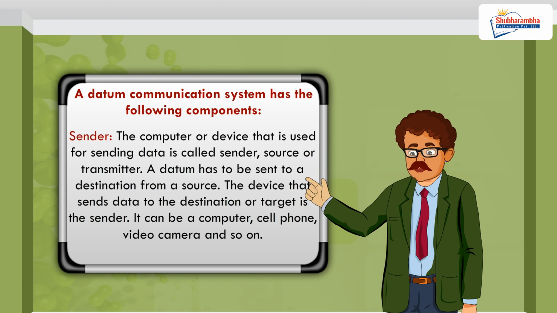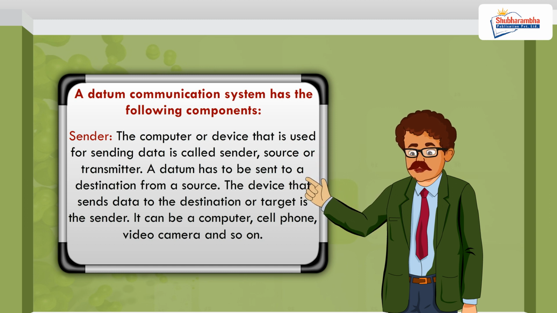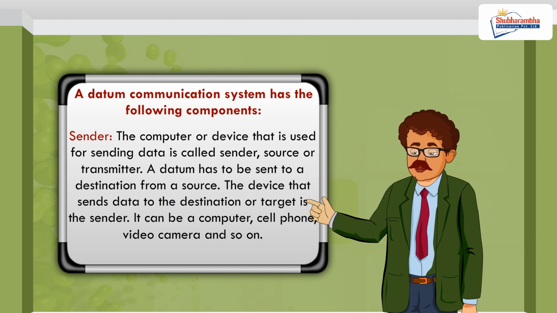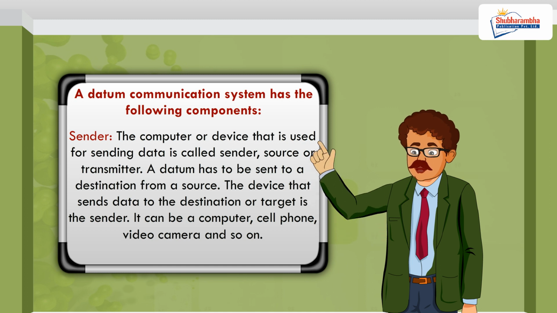Sender. The computer or device that is used for sending data is called sender, source, or transmitter. A datum has to be sent to a destination from a source. The device that sends data to the destination or target is the sender. It can be a computer, cell phone, video camera and so on.